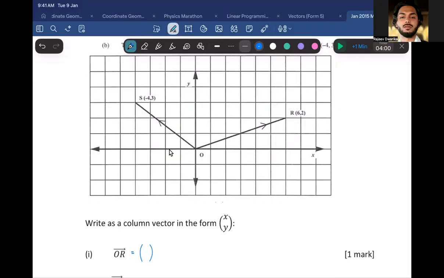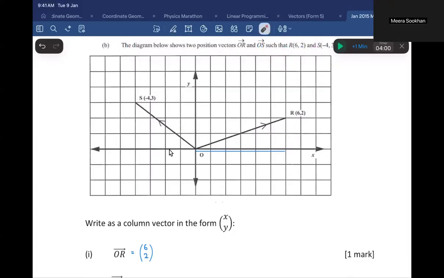Wait, R to O? O to R. Okay, O to R will be 2 blocks up. No, you always move horizontally first, X or horizontal. Okay, it'll be 6, 2. Right? It'll literally just be 6, 2. And if you're confused, it's so straightforward. Watch. A point is given by an X value first and a Y value. The X value is 6 and the Y value is 2.